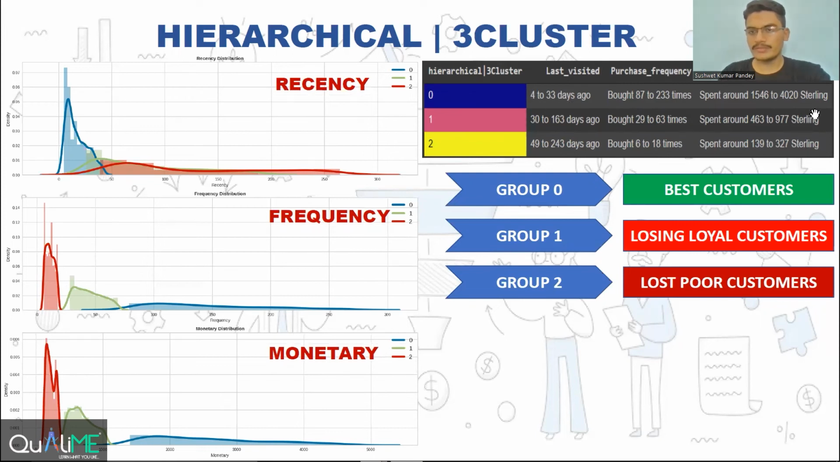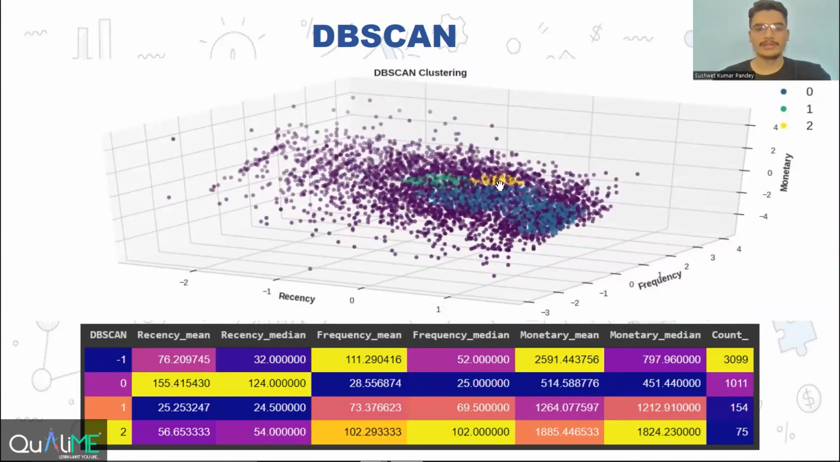And group number 1, these were actually the good customers. They were spending a good amount of money. They have bought so many number of times, but they have not visited recently. So these are the lost loyal customers.